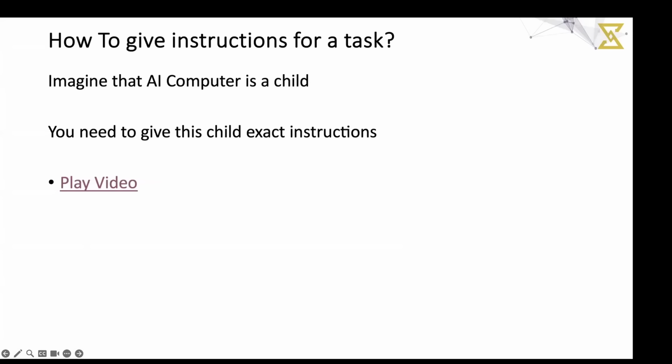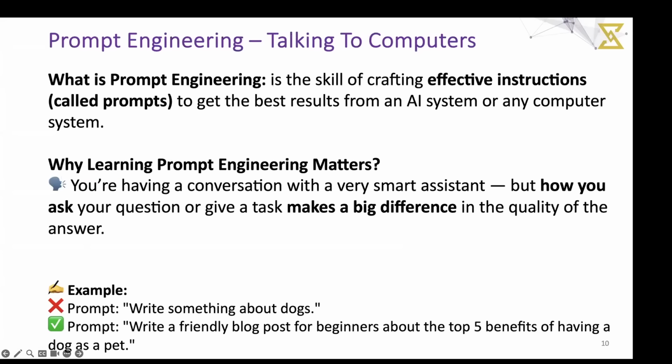So let's dive into what we call prompt engineering, or the art of talking to computers. What is prompt engineering? It's essentially the skill of crafting effective instructions, called prompts, to get the best results out of the AI system. Why does it matter? You're having a conversation with a very smart assistant, but you have to ask the right questions, otherwise the assistant will not be able to do the job right and you will not be happy. For example, if you say, write something about dogs, that's a very general and broad instruction.